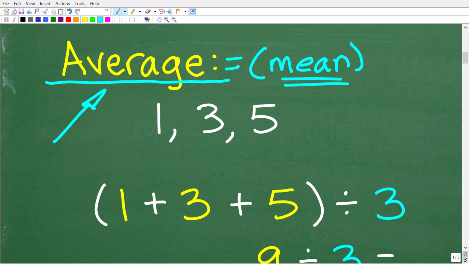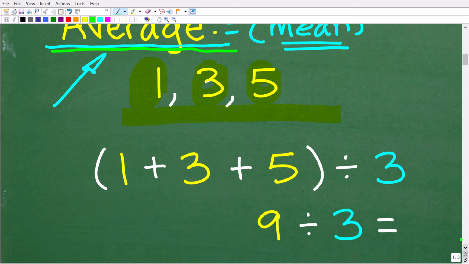Okay, so what is the average? Well, the average is something we use in basic statistics. And when we're given a set of data, a set of numbers, let's use this simple example here, 1, 3, and 5, we can calculate something called the average. How do we actually calculate the average? Well, what we need to do is add up all the numbers in our set of data and then divide by the number of numbers we have.